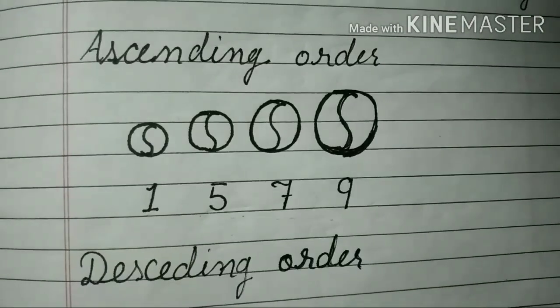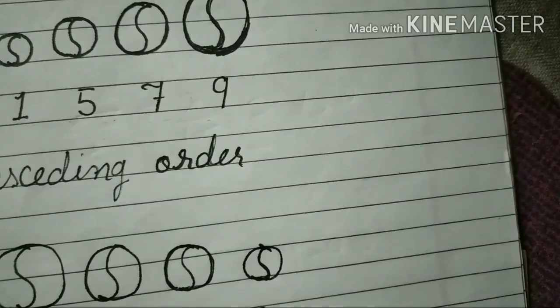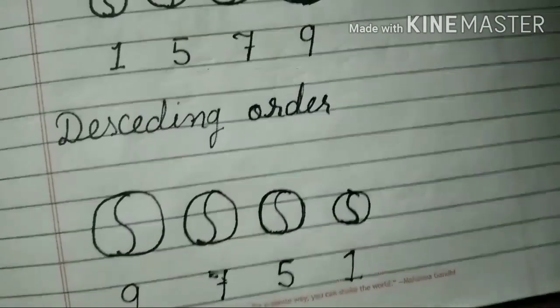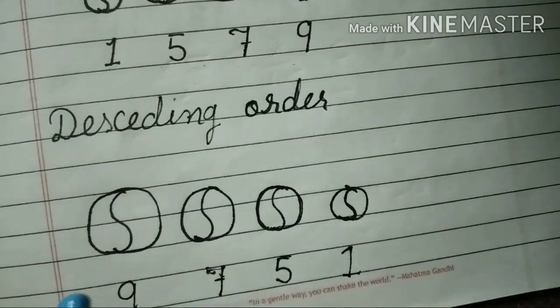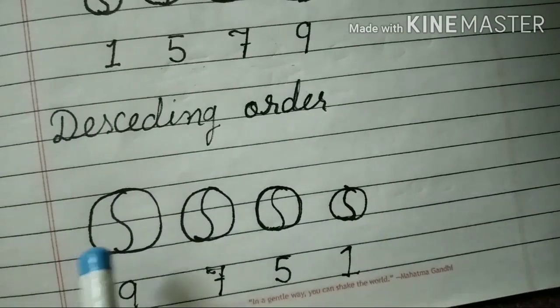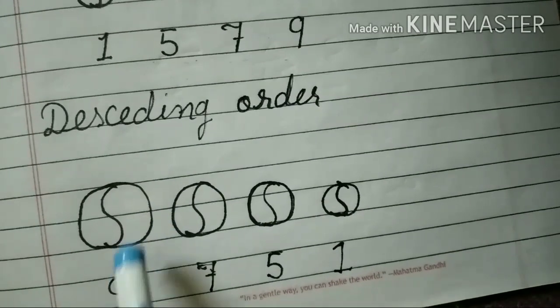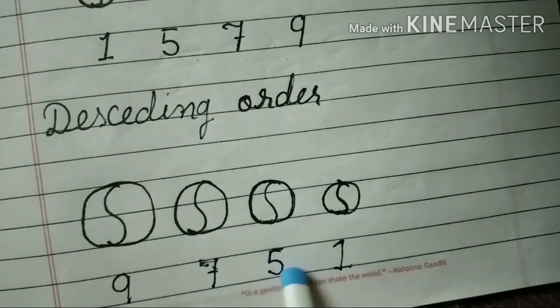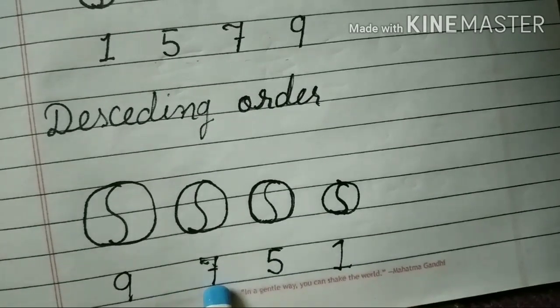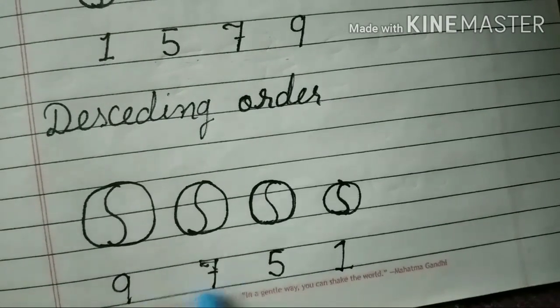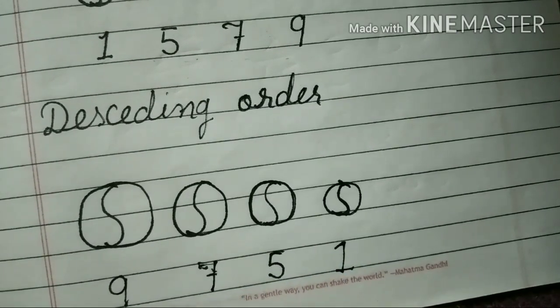And what is descending order? Descending order means arranging numbers from the greatest to the smallest number. Like this. Look at these balls. I have arranged these balls from the greatest to the smallest. So in descending order, we arrange the numbers from the greatest to the smallest, like 9, 7, 5, 1. Like this, when we arrange the numbers from the greatest to the smallest, it is called descending order.